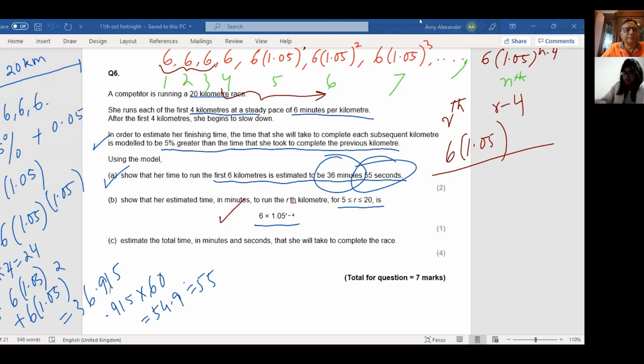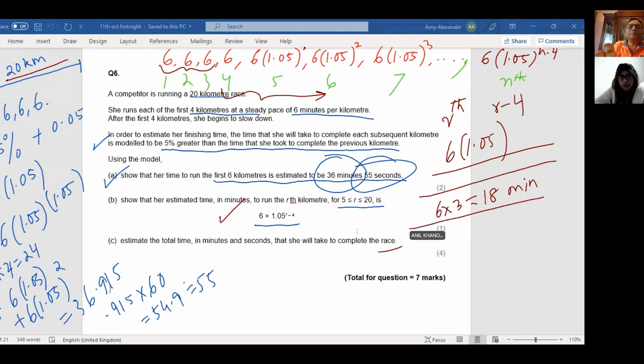Part C. Estimate the total time in minutes and seconds that she will take to complete the race. Correct. So race, remember, it's 20 kilometers, correct? So what we can do now is use the geometric series formula. We have fixed 6 times 3, which is 18, right? That is 18 minutes in all, correct? This is the first 3 kilometers. Let me write down. This will be the first 3 kilometers, will take 6 each.